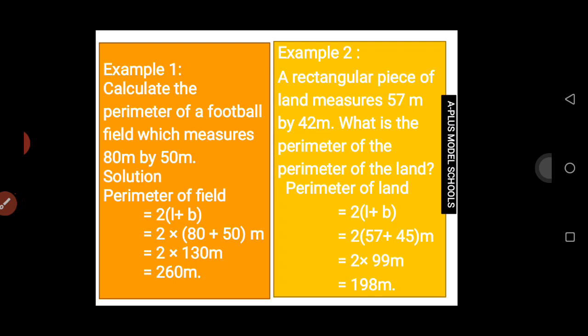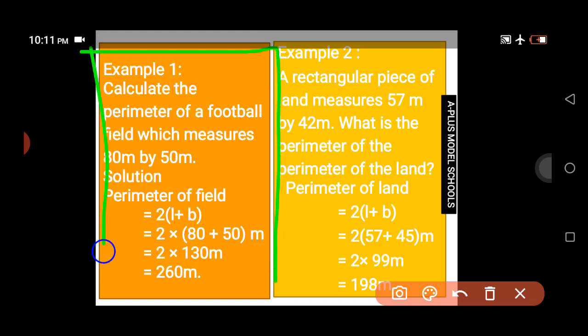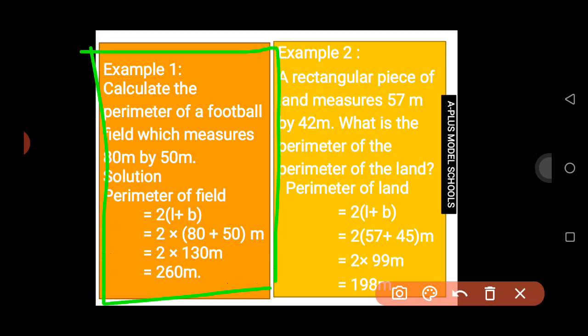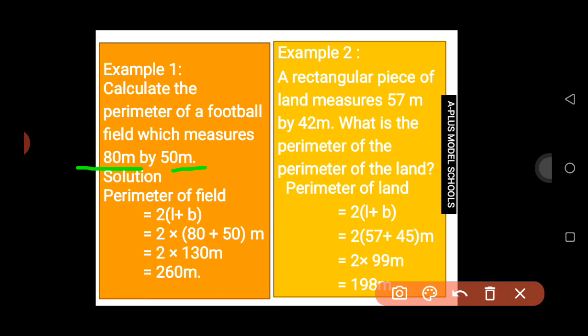Example 1. Calculate the perimeter of a football field which measures 80 meter by 50 meter. When you look at a football pitch, the shape of a football pitch is in form of a rectangle in which it has length and what? And breadth. The shape of a football field is just like this slide that you are looking at. So in this question we have been given the measurement, which is length and breadth. This will be my length and this will be my breadth. Why? Because the length is always longer than the breadth.